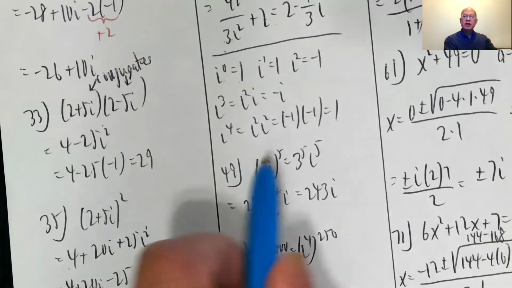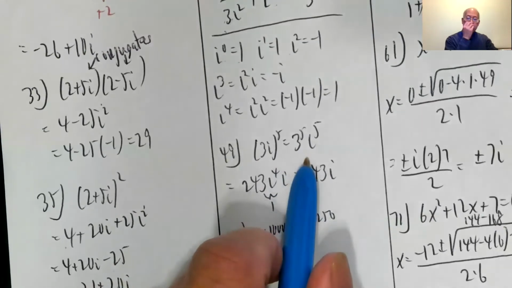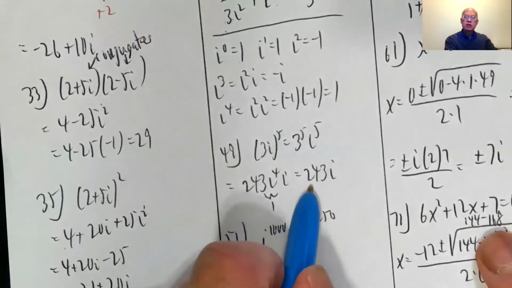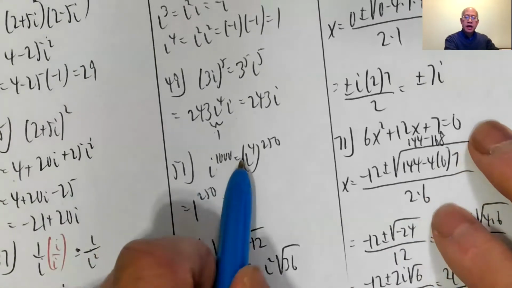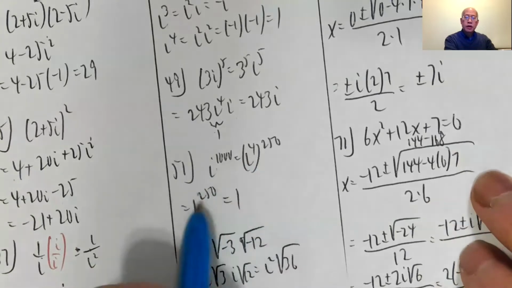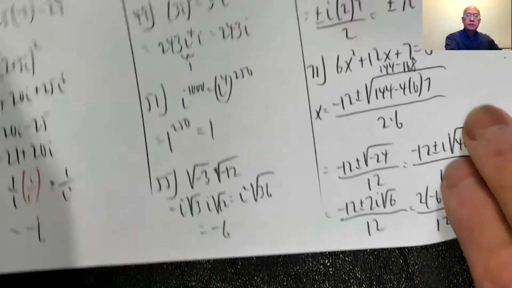So 3i to the 5th, that's 3 to the 5th, i to the 5th. 3 to the 5th is 243. i to the 5th, think of it as i to the 4th times i, and i to the 4th we now know is 1, so 243i. i to the 1000, that's i to the 4th raised to the 250, it's a multiple of 4, and i to the 4th is 1, so 1 to the 250 is 1.